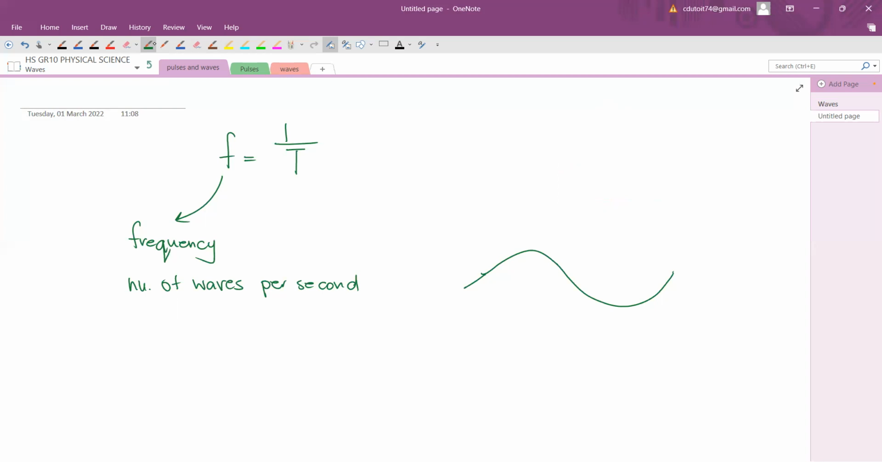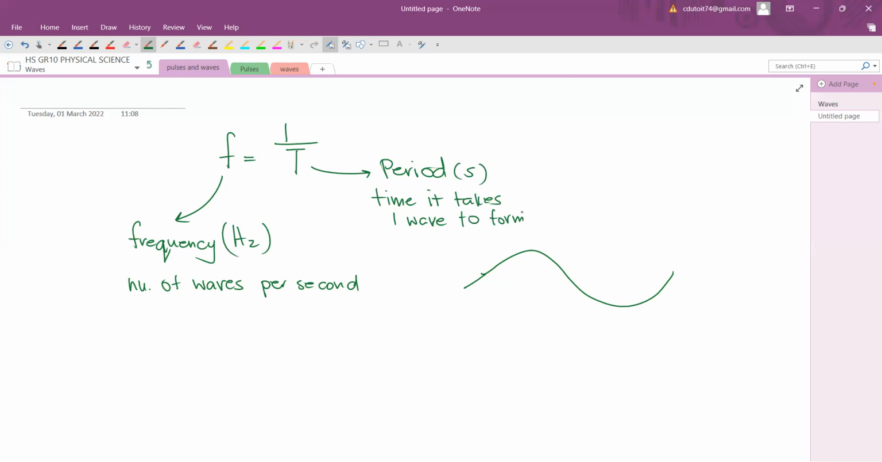So maybe you can produce 5 waves per second. Frequency is in hertz, which is Hz. Period, big T, is in seconds, and that's basically the time it takes for one wave to form. How long does it take for one wave to be created? Screenshot that. Those are very important definitions.